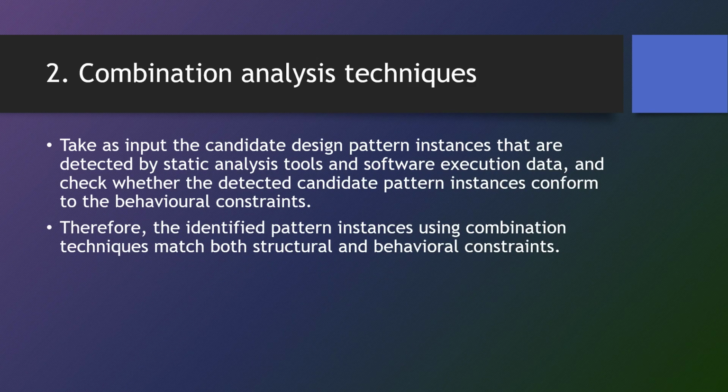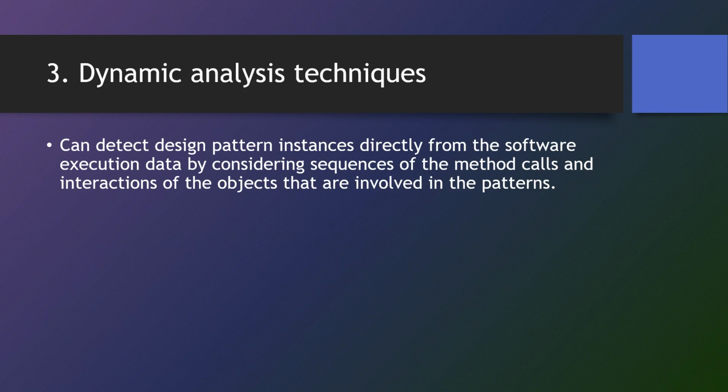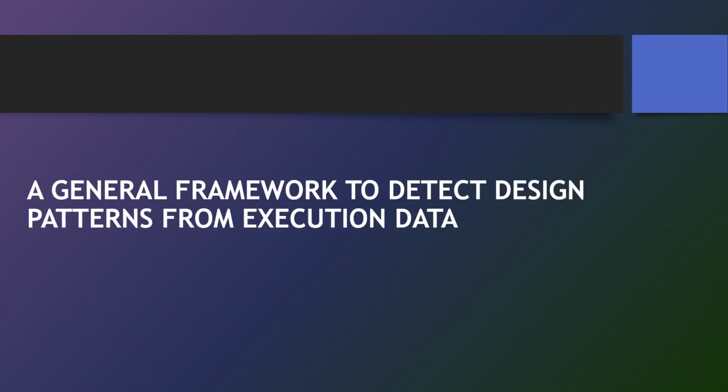The second one is the combination analysis technique. It takes as input the candidate design pattern instances that are detected by static analysis tools and software execution data, and checks whether the detected candidate pattern instances conform to the behavioral constraints. Therefore, the identified pattern instances using combination techniques match both structural and behavioral constraints. And the last one is dynamic analysis techniques. They can detect pattern instances directly from the software execution data by considering sequences of the method calls and interactions of the objects that are involved in the patterns.